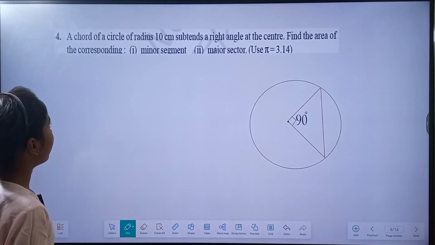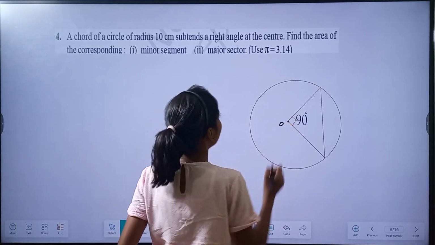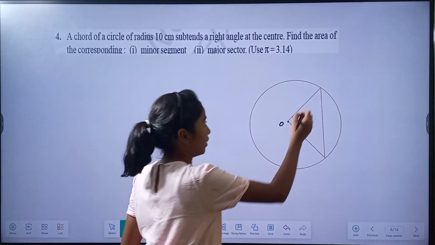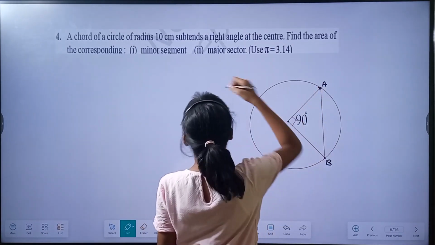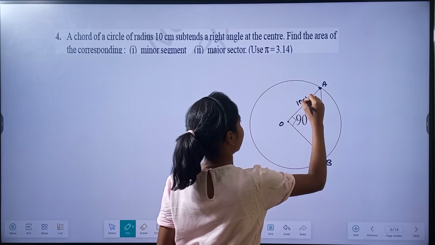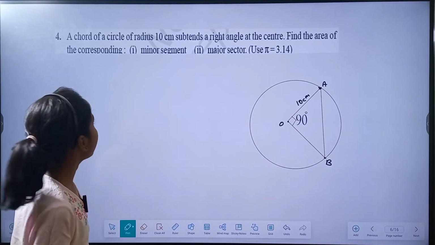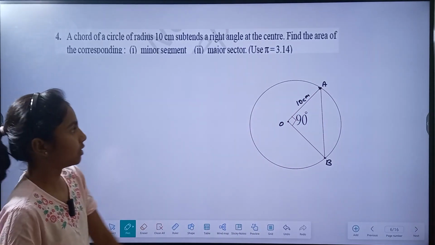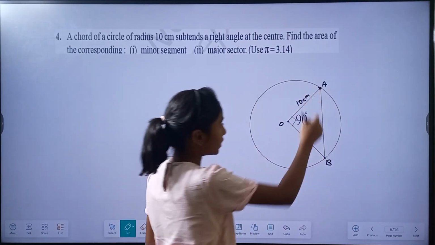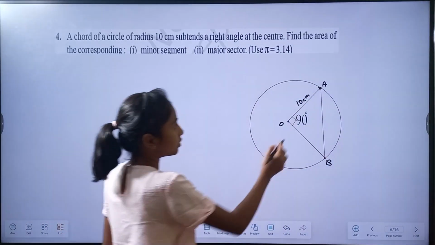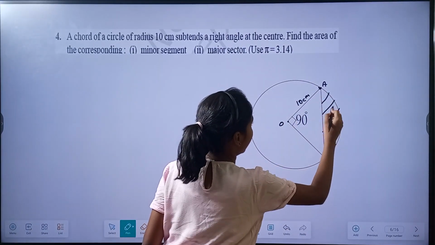A chord of a circle of radius 10 centimeter subtends a right angle at the center. So this is the center of the circle O, the radius is 10 centimeter, and these points are A and B. Find the area of the corresponding minor segment. The minor segment means they are asking to find the area of the segment AB, this area.